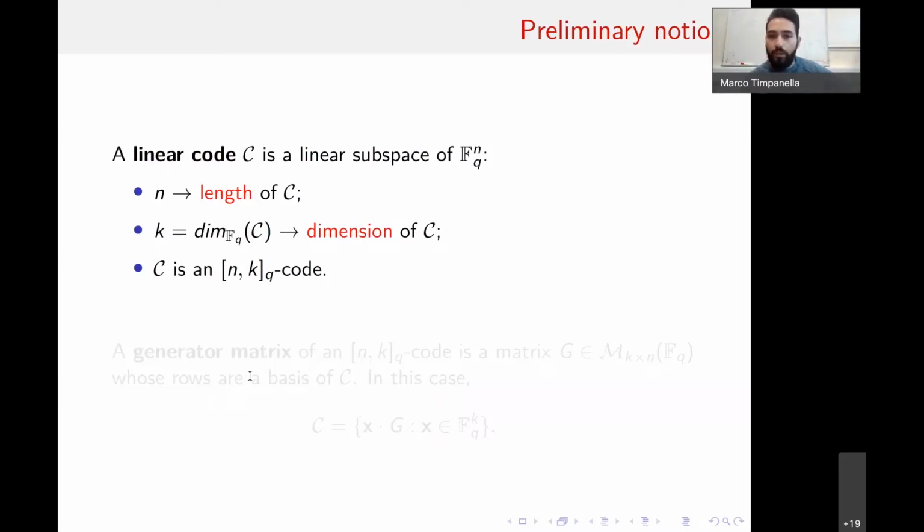A linear code C is a linear subspace of F_q to the n, where n is the length of the code, while the dimension k of the code is the dimension of C as a linear space over F_q. For a code C with these parameters, I'll write [n,k]_q code.